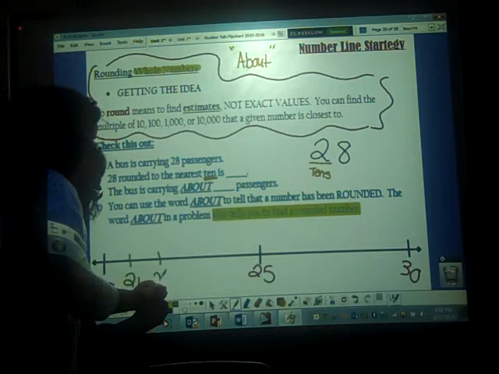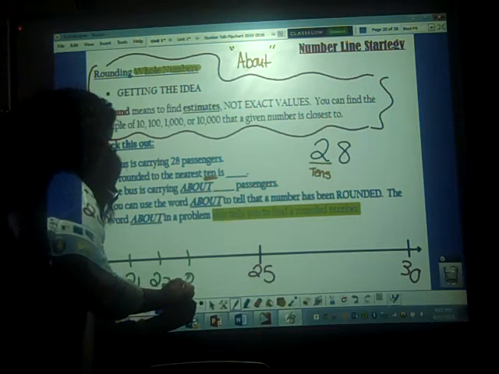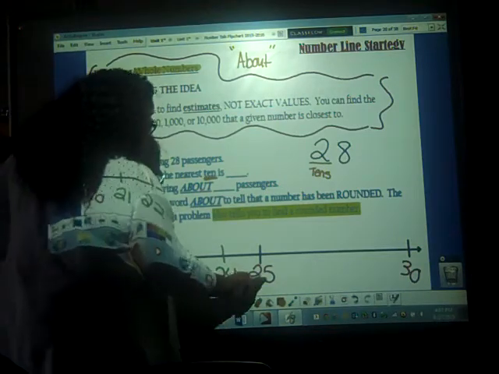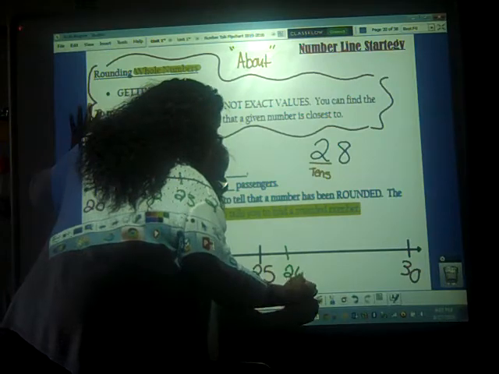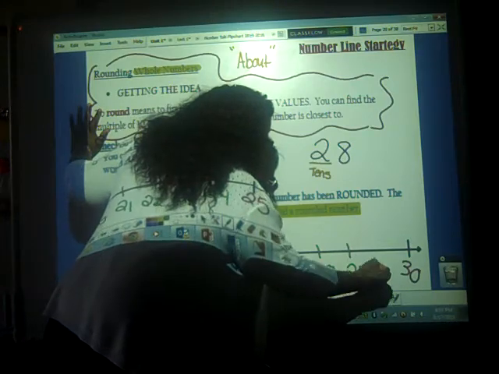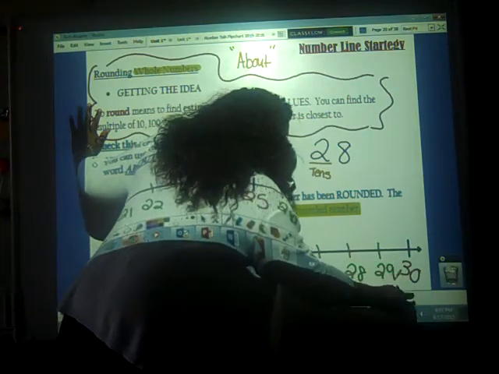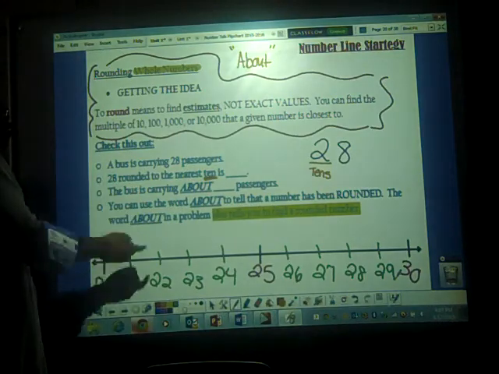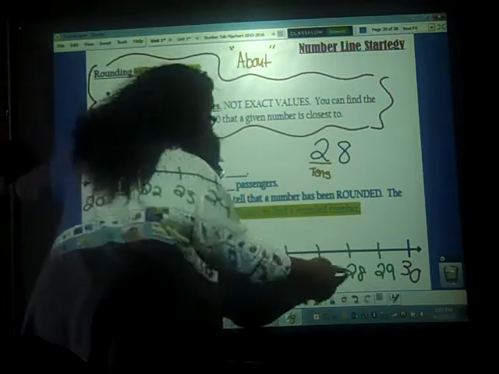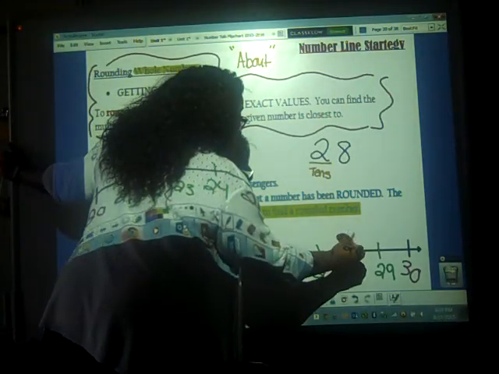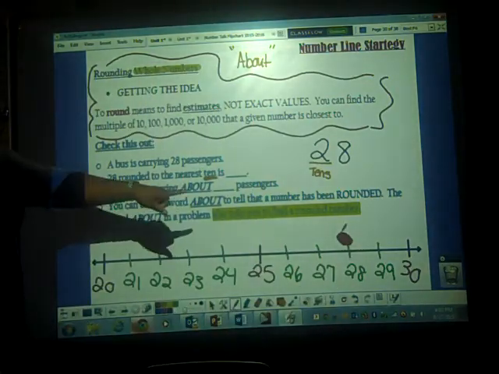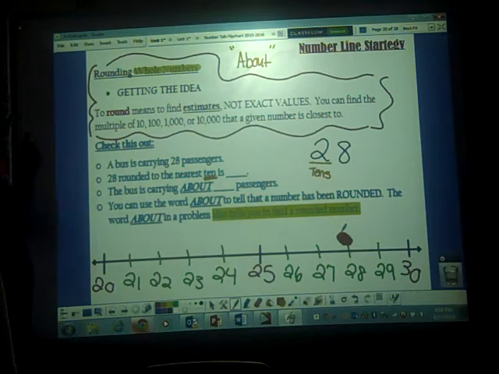So here we're going to put 21, 22, 23, 24, 25, 26, 27, 28, 29, and then 30. So we're going to locate on our number line the number 28, which is right here. So I'm going to put a nice red dot right there to say, hey, girl, look at that. 28 is right there on the number line.